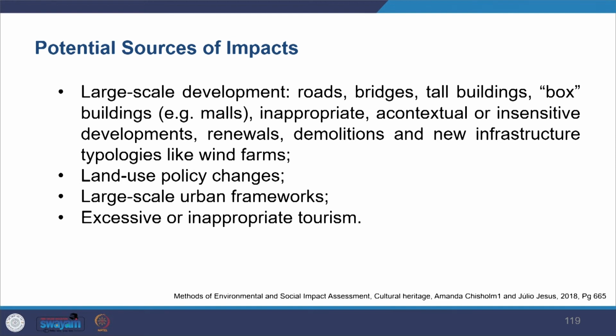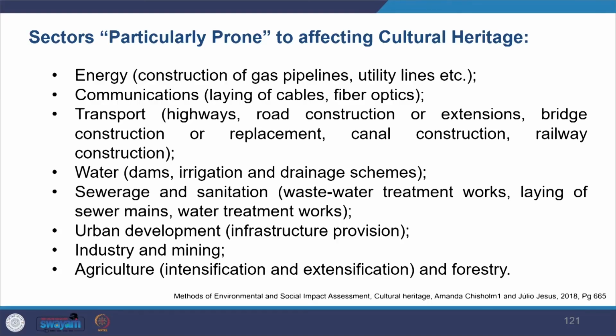Then you can also have a change in culture because of the change in the policy. Then you can also have impact because of large scale urban development, and then also because of the tourism there can be changes. So you see what kind of activities can bring changes, and ICOMOS gives that. Then you also see World Bank also gives you which of the sectors have major impacts on the cultural heritage. So you have energy, communication, transportation, water, sewerage and sanitation, urban development, industry and mining, agriculture. All these are said to have impact on cultural heritage.